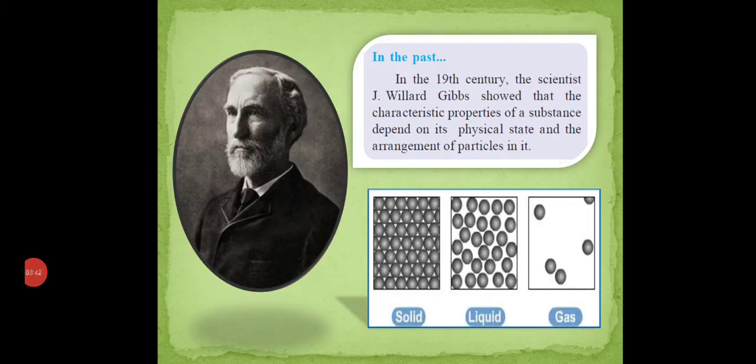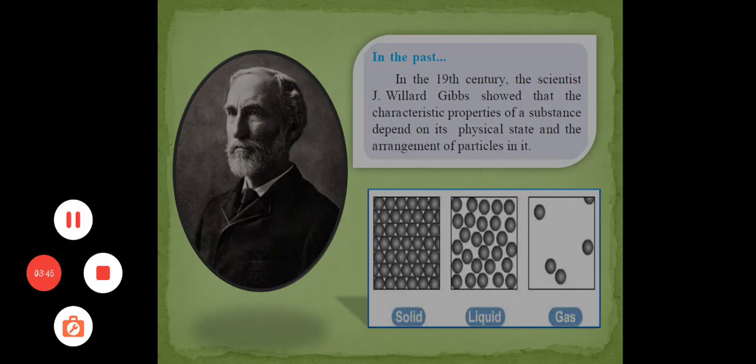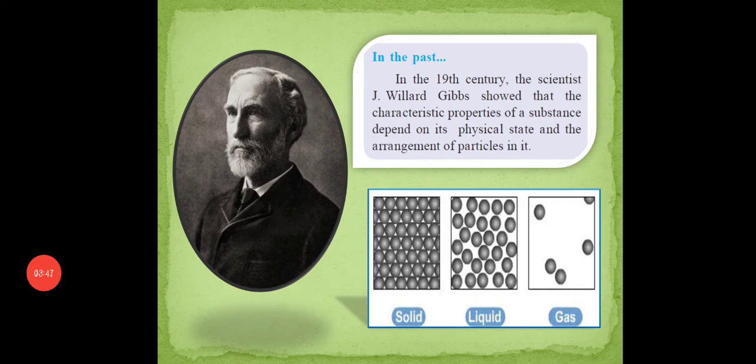In the past, in the 19th century, the scientist J. Willard Gibbs showed that the characteristic properties of a substance depend on its physical state and the arrangement of particles in it. Let's understand this with an image.